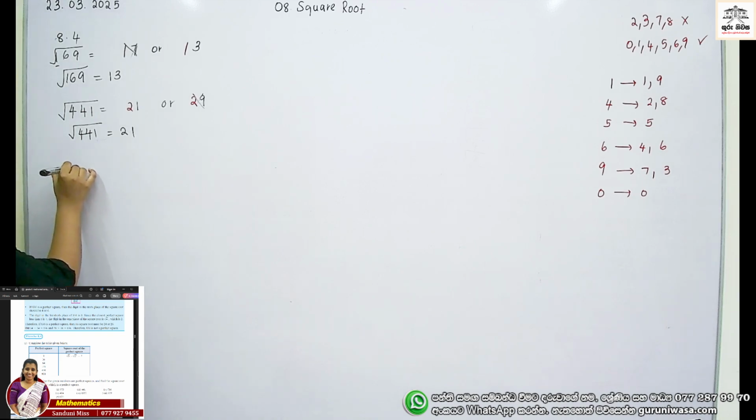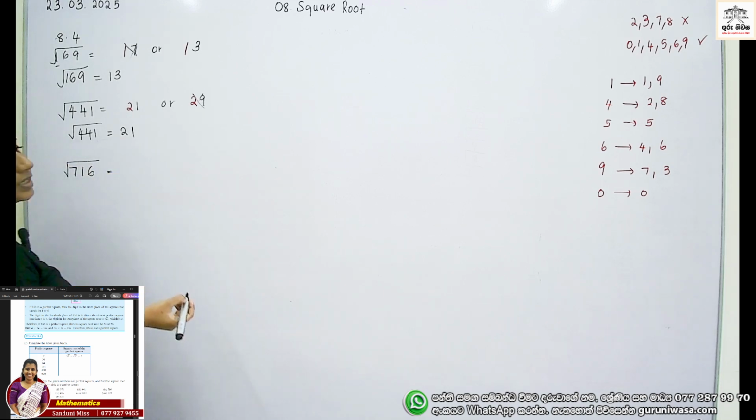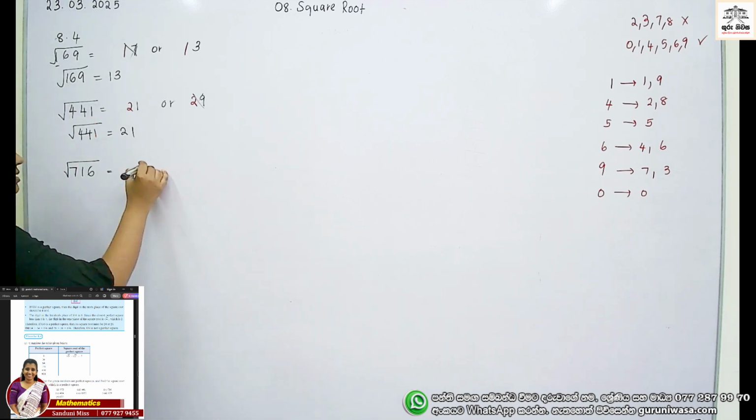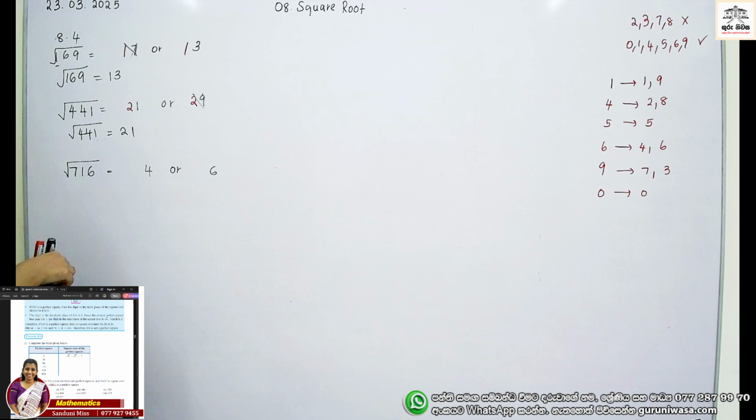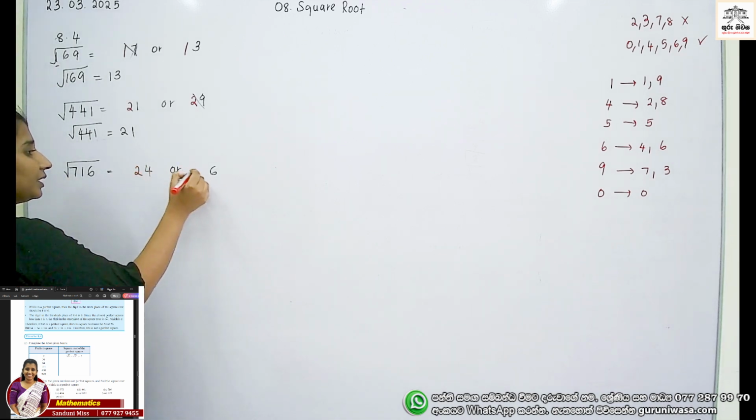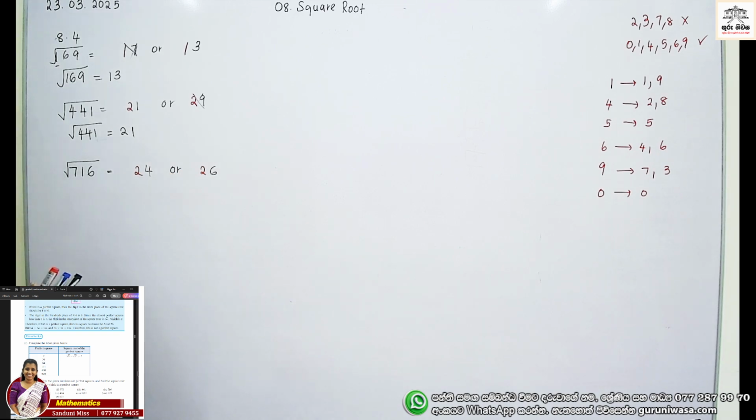716. Here, 4 and 6, so 4 or 6. So the lesser number is 4, either 24 or 26. So we'll multiply and see.